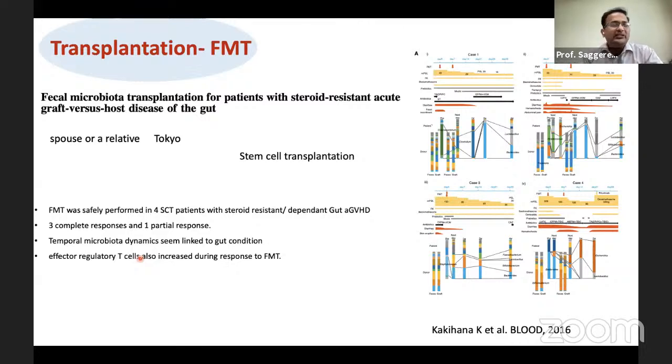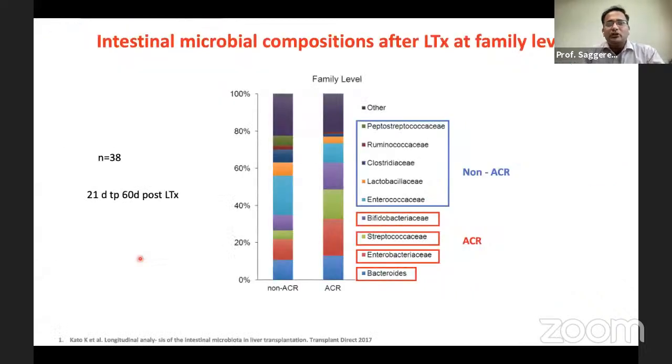So possibly in our liver transplant as well, to reduce the rejections or maybe to increase the acceptance, FMT might have a crucial role. And the only data I could get hold of in liver transplant patients is this one. It has been seen that after 21 days after liver transplant, there will be a sudden increase in the diversity of the gut microbiome. If you divide between the groups who develop acute cellular rejection and who do not, those who develop acute cellular rejection have these bacteria overgrown after the 3rd week: bifidobacteria, streptococci, enterobacteriaceae, and bacteroides.